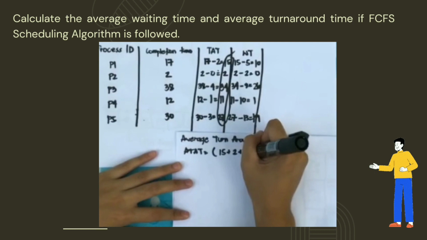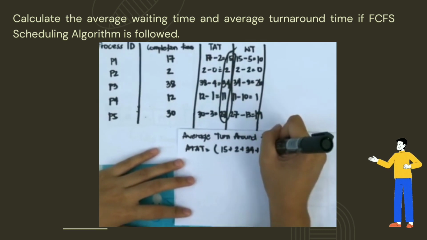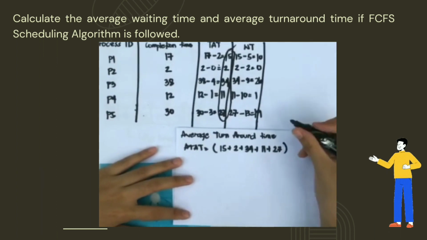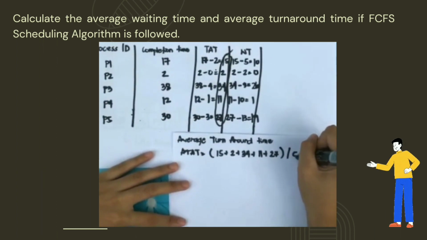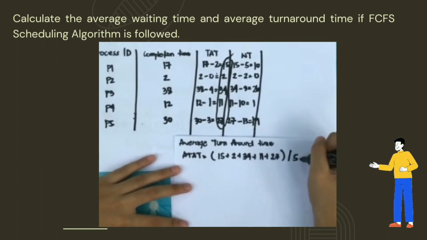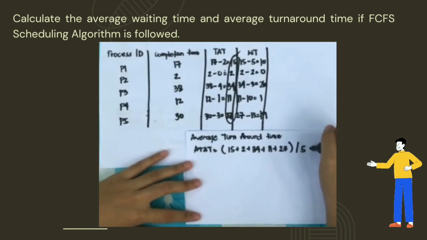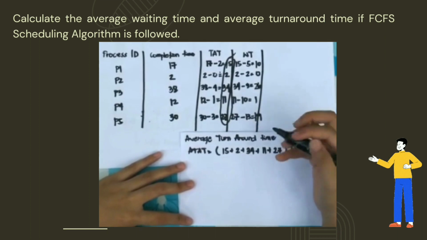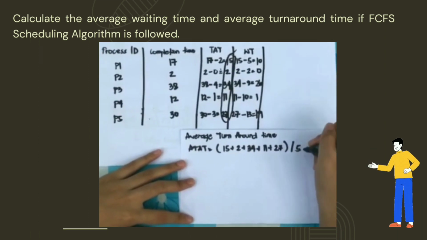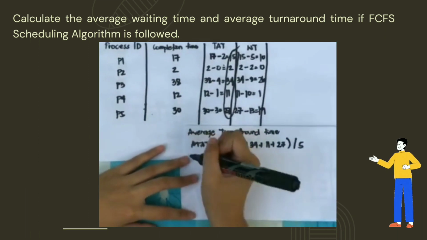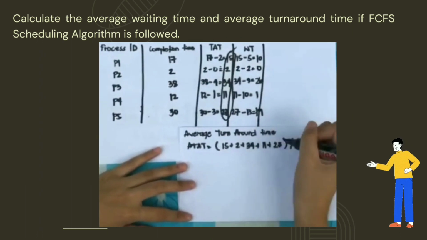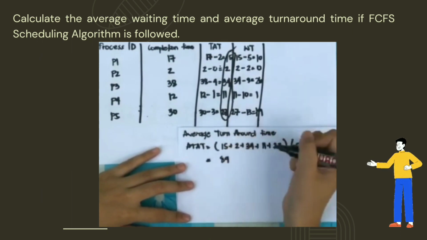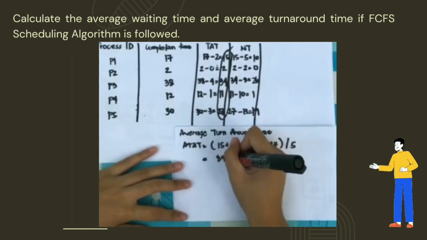15 plus 2 plus 34 plus 11 plus 27. Tapos, i-divide natin siya sa 5. Bakit 5? Ito yung kung ilang process ang ginawa natin. So, kanina, 5 process yung ginawa natin. Kaya, 5. So, ang sagot dito is 89 dahil inadd natin siya lahat.